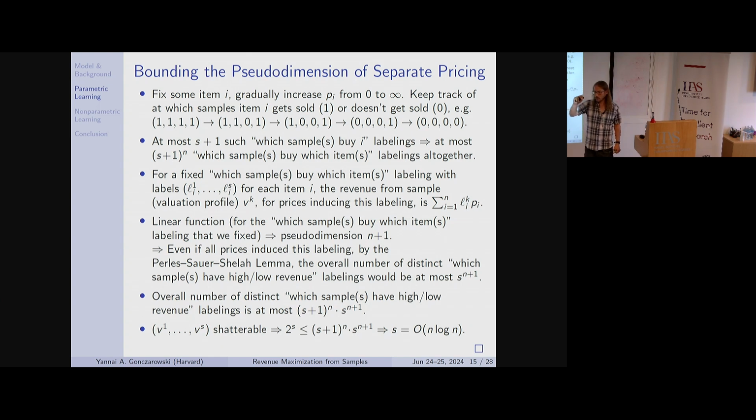It will be sold for the reserve price, because the reserve price is now sandwiched between the second highest and highest valuation. And after the price passes the first valuation, it will not be sold at all. So here you have 2s, and each 2 becomes 1, then becomes 0. So you can see you can get a similar bound, but now for each of these, which samples buy which items, and which of these is at the second highest valuation, which of these is at the reserve price.